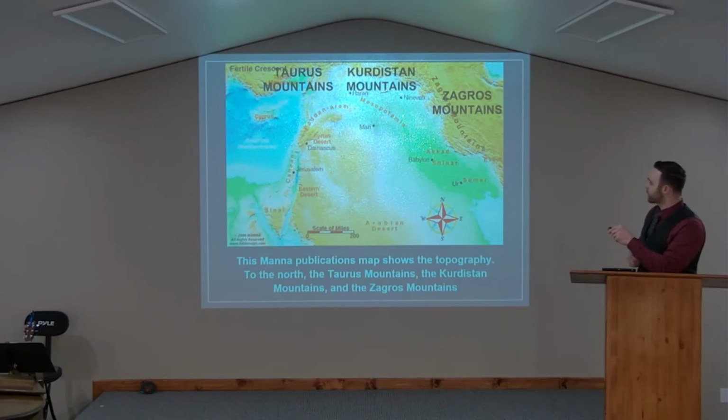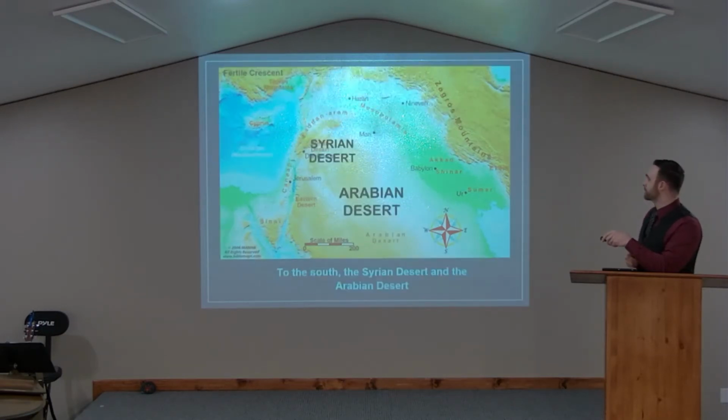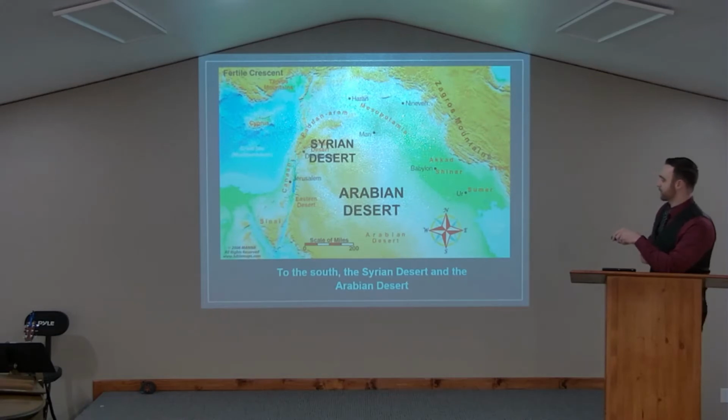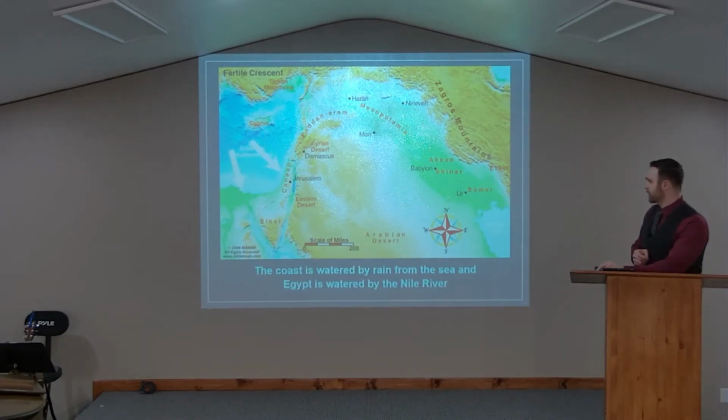And then we have Jerusalem right here, and this land bridge that's formed equidistant to the big desert right here. It's a very fertile area. Also, you'll notice, and we'll see this more, it's a very topographical, rocky, mountainous area here through Jerusalem. So we have the Syrian desert and the Arabian desert both. So obviously they wanted to avoid those when they were traveling. The coast all along here is watered by rain from the sea, and Egypt is watered by the Nile River.